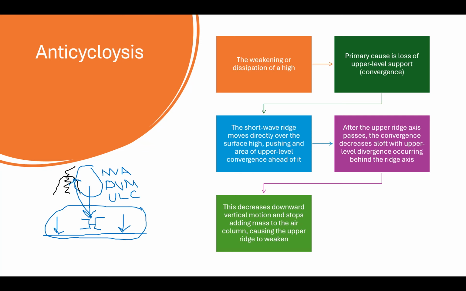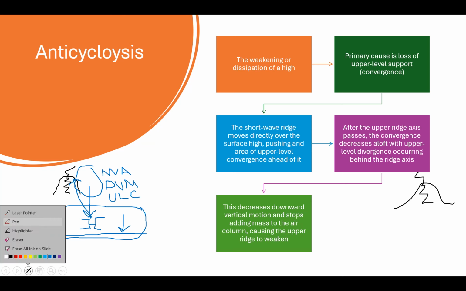Now what happens though, what happens when we get, let's go over here, bottom right will be where we're going, okay? So now let's say my upper level ridge axis is over here. Here's my sawtooth line, all right? But now my surface high pressure is, let's see, right?